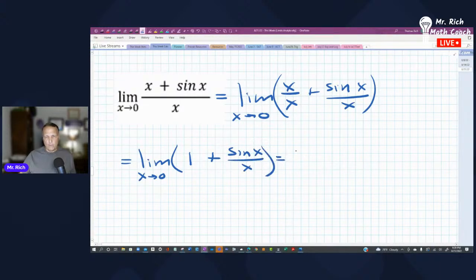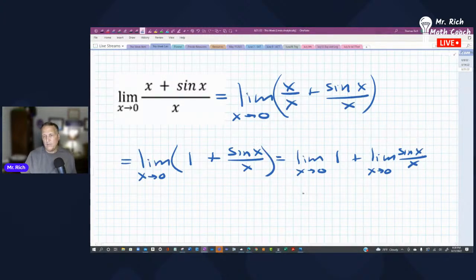One of the properties of limits is that we can split limits apart by addition. We can do it by addition, subtraction, multiplication, division. I'm going to do it by addition here, right? So this is the limit as x goes to 0 of 1 plus the limit as x goes to 0 of sine x over x. And that limit of sine x over x as x goes to 0, we already said, it's 1.